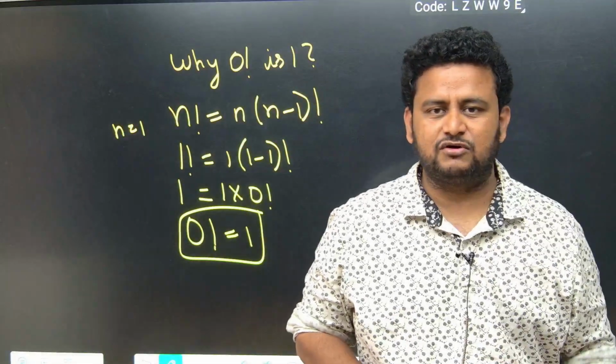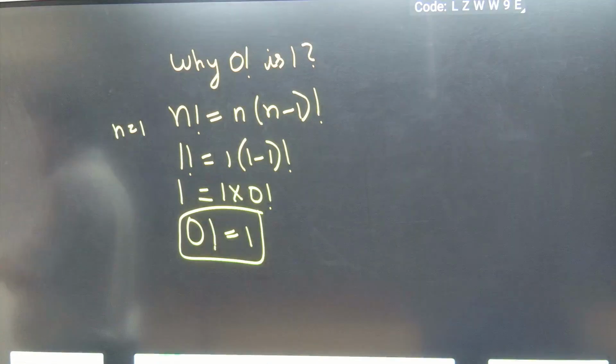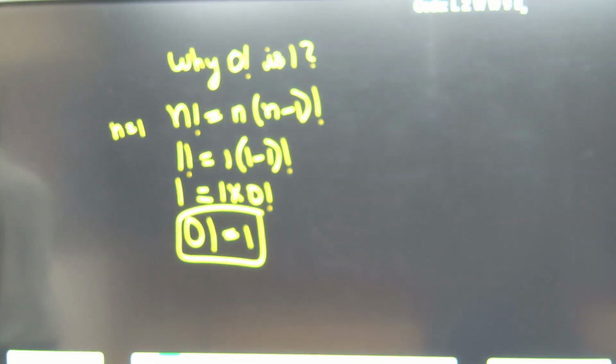Clear? This is how you have to understand this: why 0 factorial is equal to 1. I hope most of you got it. Otherwise, you would have just learned by heart that 0 factorial is equal to 1.